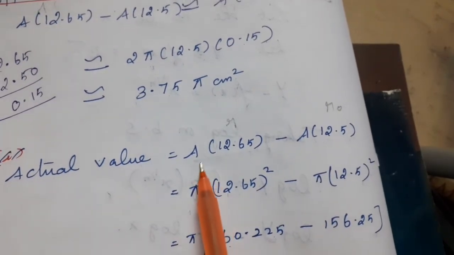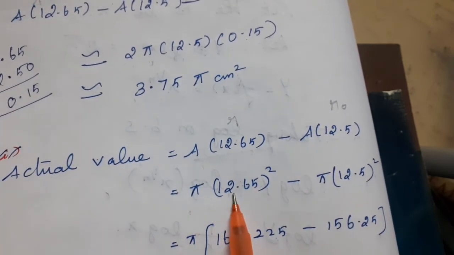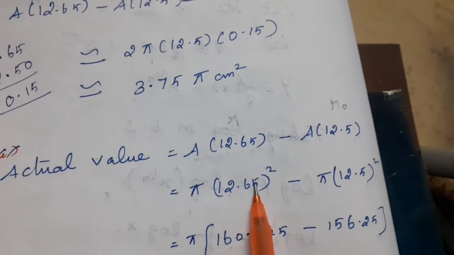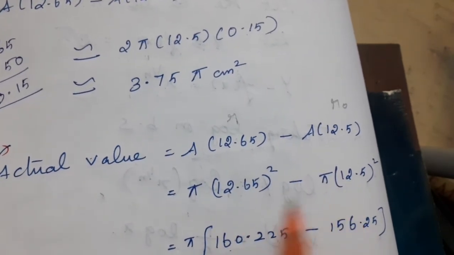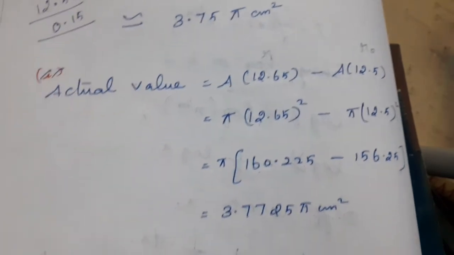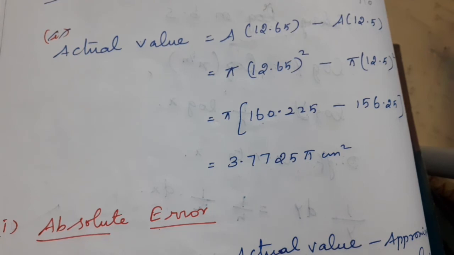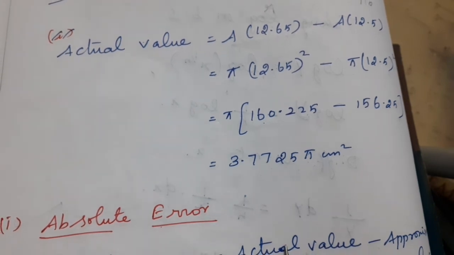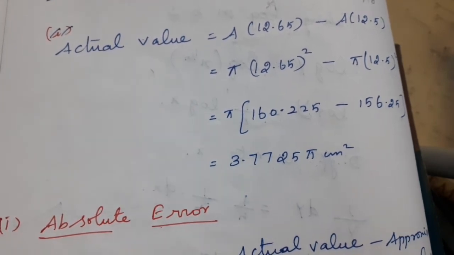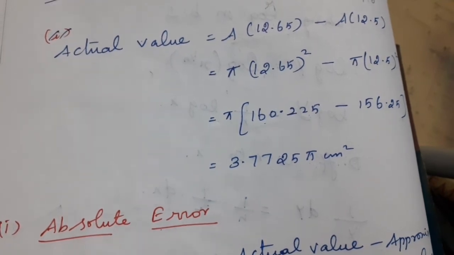Similarly, we find the actual value. The actual value is the area, pi r square. Using the pi r square formula, we substitute 12.65 for the radius and the other radius is 12.5. After the calculation, we get the actual value 3.7725 pi centimeter square. So we find the approximate value and easily find the absolute error, relative error and percentage of error. Absolute error equals actual value minus approximate value.